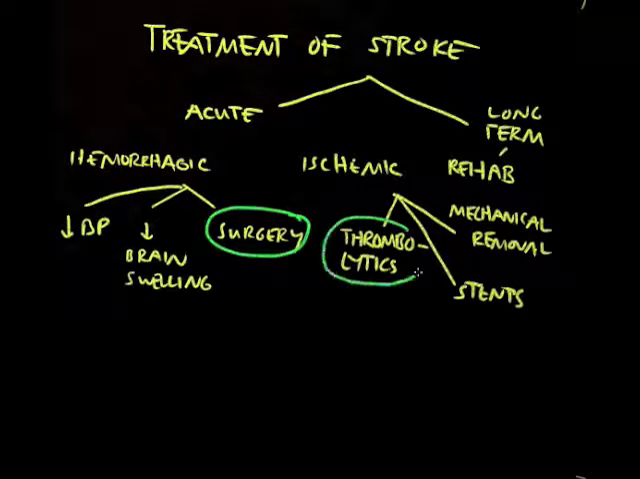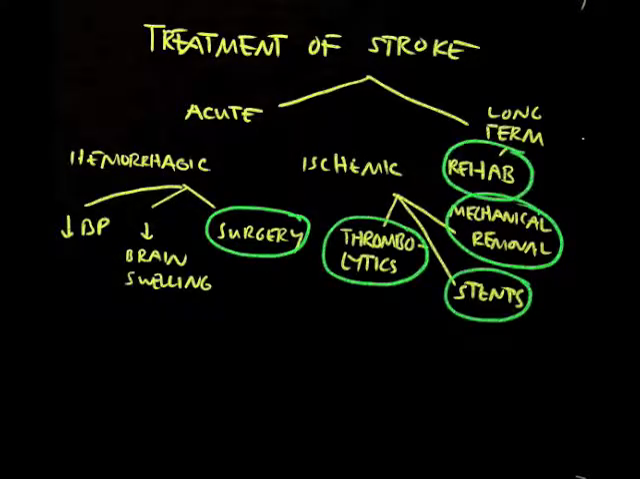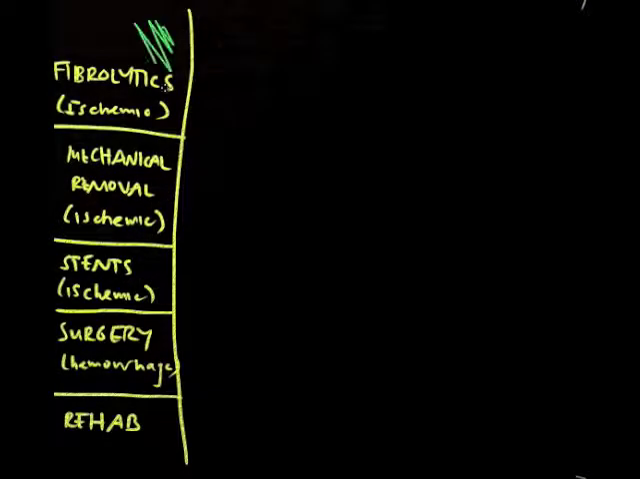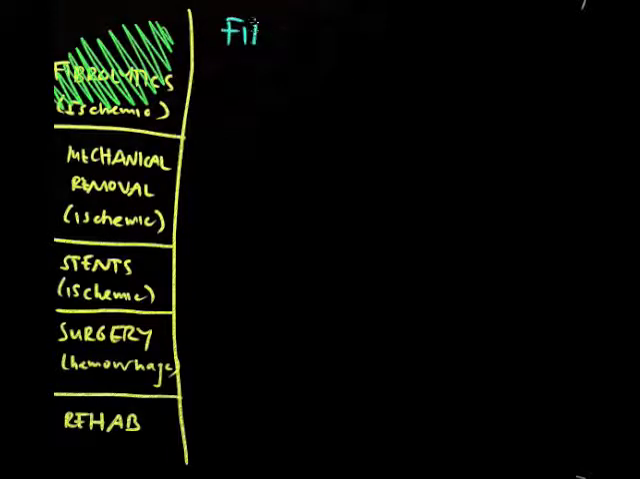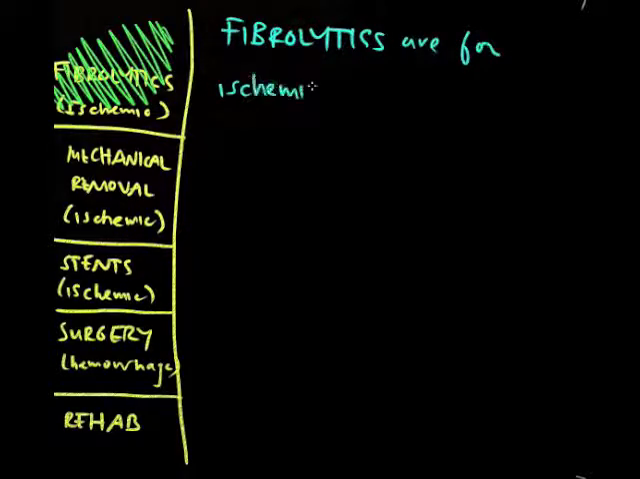In this video, I will focus on the topics that I have circled on this flowchart. They require a more in-depth look. Fibrolytics are used only for the treatment of ischemic strokes. Giving a patient with a hemorrhagic stroke a fibrolytic drug could worsen their bleed, so correct diagnosis of this type of stroke is always crucial.